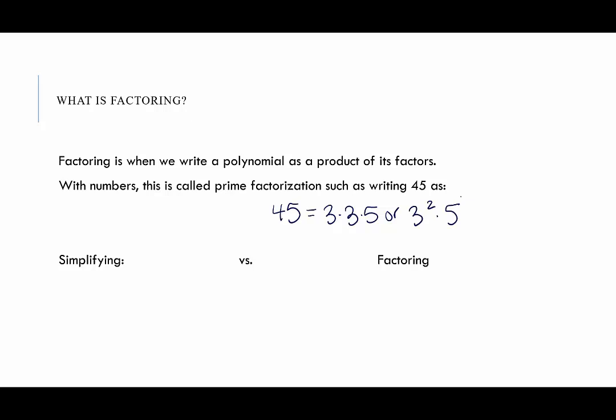With factoring a polynomial, previously we've looked at simplifying using distributive property, maybe we call it FOIL. Simplifying would look like this, where we have x plus 3 times x plus 5, and then we distribute, and we end up with a final answer of x squared plus 8x plus 15. That would be either simplifying or multiplying, distributing, any one of those things. So going this direction, these would be called the factors, and this would be called the product.